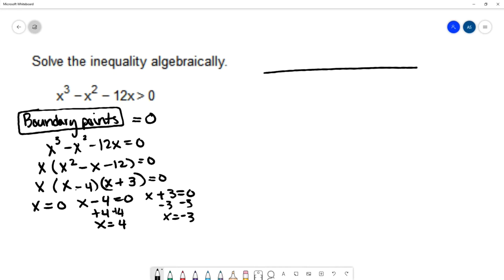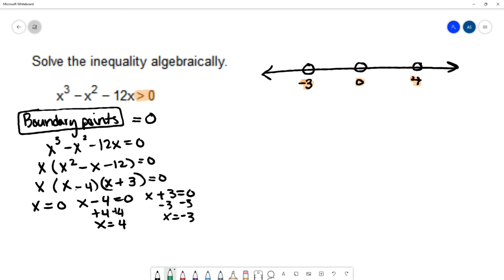And you're going to take your number line and put those numbers on your number line in order from smallest to largest. So that's negative 3, 0, and 4. I'm going to draw these with open circles because remember, in our inequality, we are only interested in the points that are greater than 0. So we're not interested in these boundary points because they equal 0.